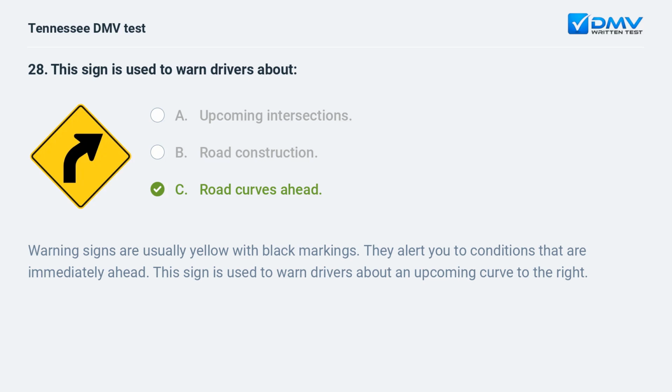Warning signs are usually yellow with black markings. They alert you to conditions that are immediately ahead. This sign is used to warn drivers about an upcoming curve to the right.